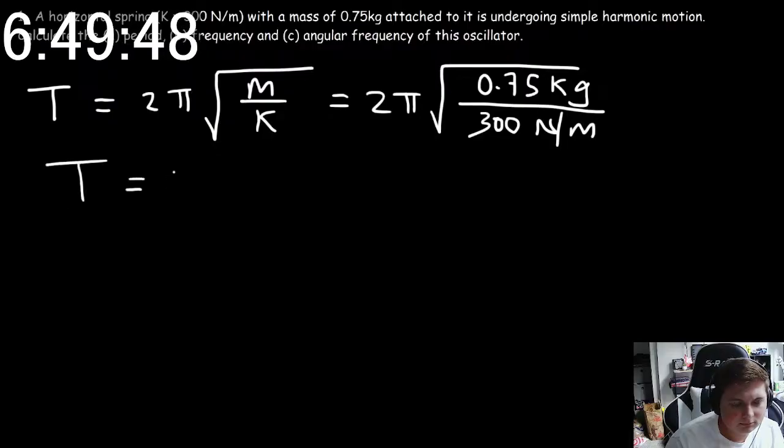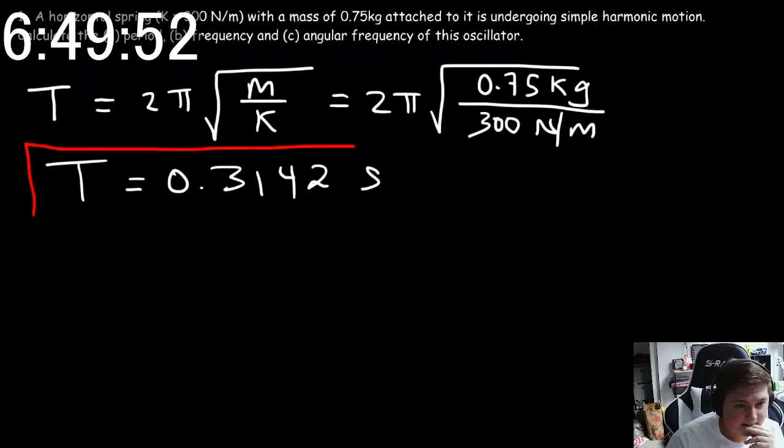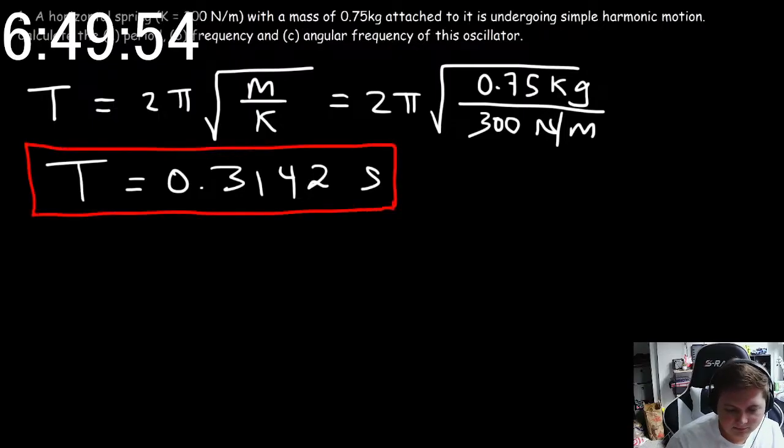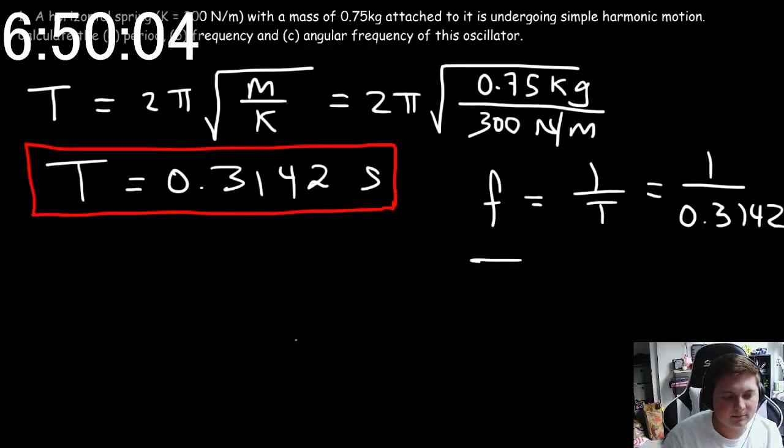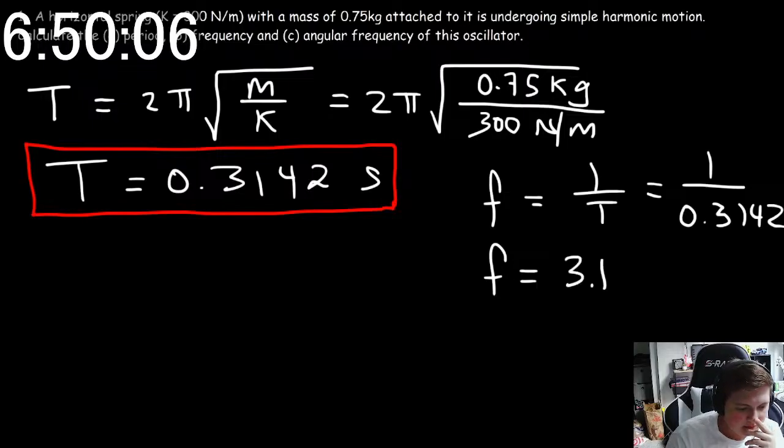So the period is 0.3142 seconds. So that's how you find the period of a simple harmonic oscillator. All you need is the mass and the spring constant. Now part B, what is the frequency? Frequency is 1 divided by the period. So it's 1 divided by 0.3142 seconds. So the frequency in this problem is 3.183 hertz.